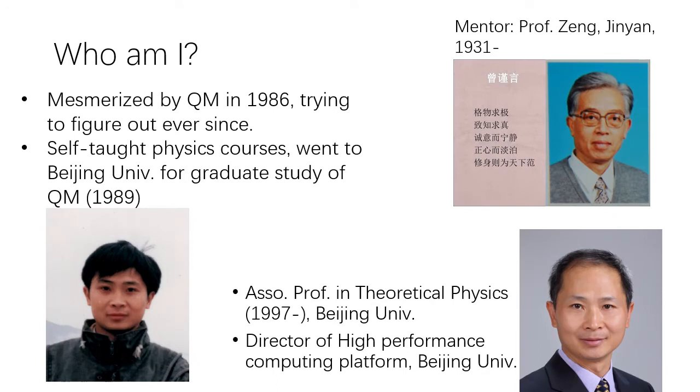Now a little about myself. About 35 years ago, when I first saw the Schrödinger equation in a general physics class, I was mesmerized, staring at the equation for a long time. The more I tried to learn about quantum mechanics, the more I was confused. So I walked a long way to officially study quantum mechanics at Peking University, or Beijing University, mentored by Professor Zeng Jingyan, who was the best quantum mechanics scientist and teacher in China at the time.